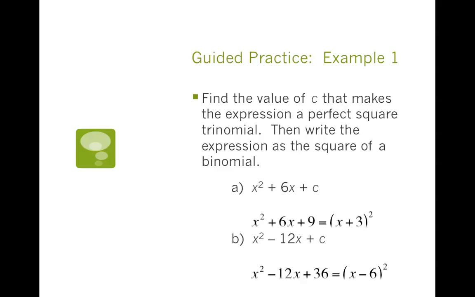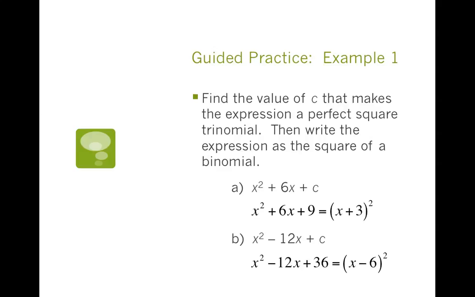All right. So in the first case, if we take half of the 6, we get 3, and then 3 squared will give us 9. So the perfect square trinomial is x squared plus 6x plus 9. And then when we rewrite that as the square of a binomial, we take the x plus the 3, which was the half of b that we got in the first place, x plus 3 quantity squared.